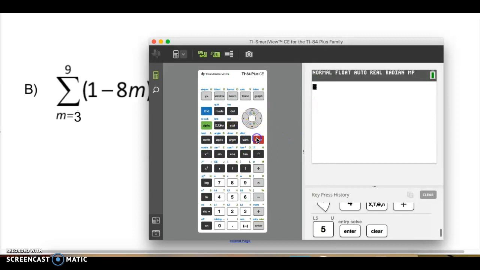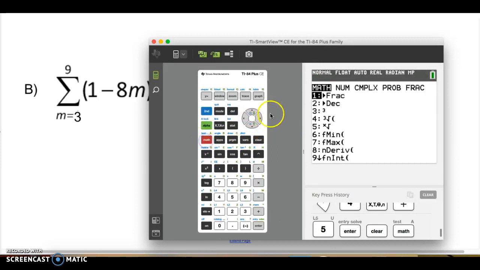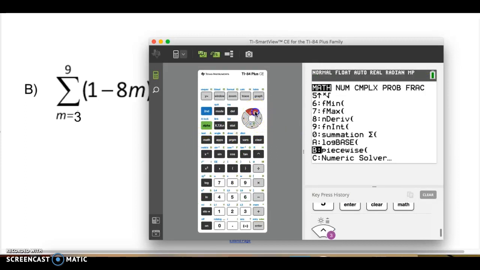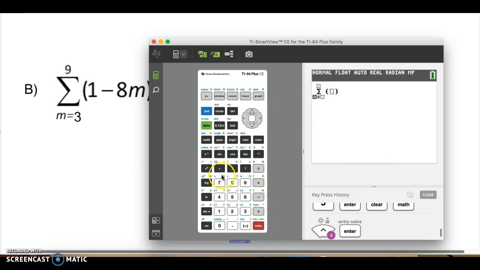Again, if we do that on our calculator, we're going to hit our math button, go up till we get to summation. We're going to type in x from the third term to the ninth term, and then 1 minus 8x.